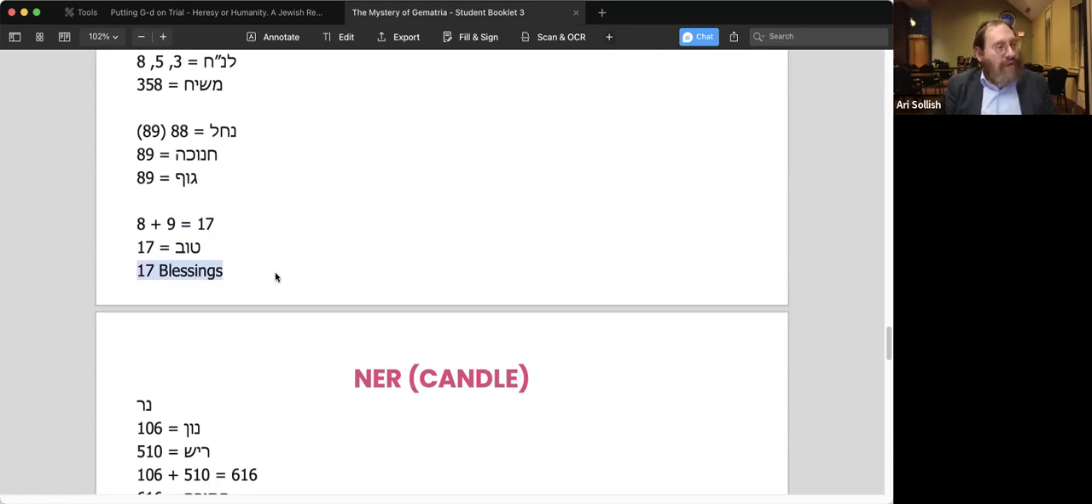How does that work? Every night you recite 2 blessings, right? Lahadlik Ner Chanukah and Sha'asa Nisim Lavotenu. There's 2 brachot. Times 8 is 16, plus on the first night you add the Shehecheyanu, and then you get 17.